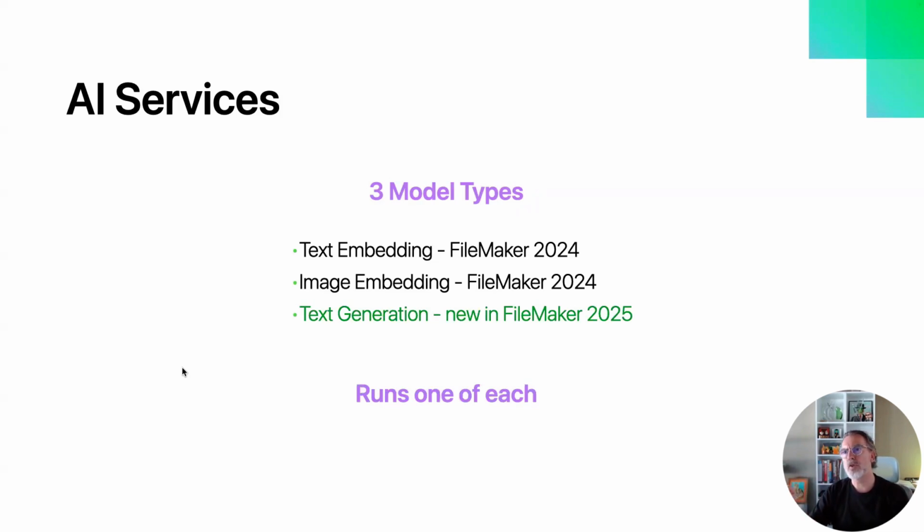The Claris AI model server can only run one model of each type. You cannot have two text generation models at the same time, right? So it can really host three models. They just need to be one of each type: one text embedding, one image embedding, and one text generation.